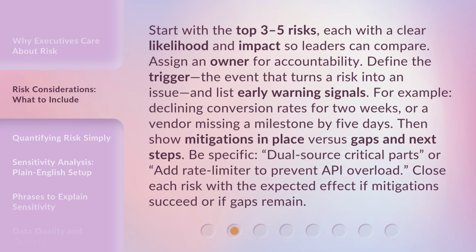Then show mitigations in place versus gaps and next steps. Be specific. Dual-source critical parts, or add a rate limiter to prevent API overload. Close each risk with the expected effect if mitigations succeed or if gaps remain.